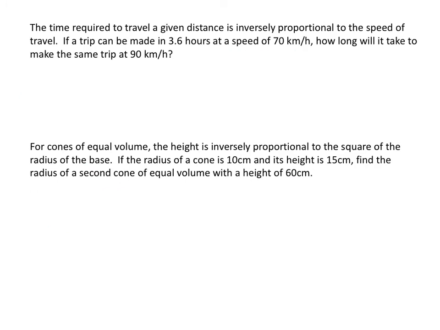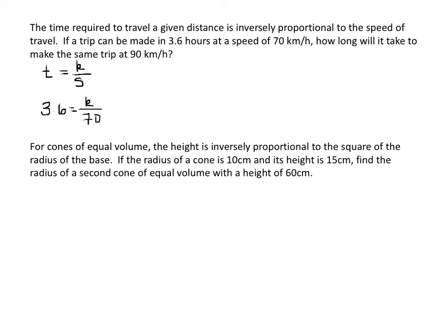Now we'll look at some word problems that involve inverse and joint variation. The time required to travel a given distance is inversely proportional to the speed of travel. So again, I need to think about this. Time is inversely proportional, there's my constant, to the speed of travel. A trip can be made in 3.6 hours at a speed of 70. So 3.6 is equal to my constant over 70.